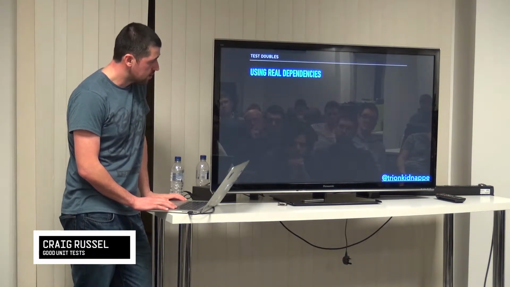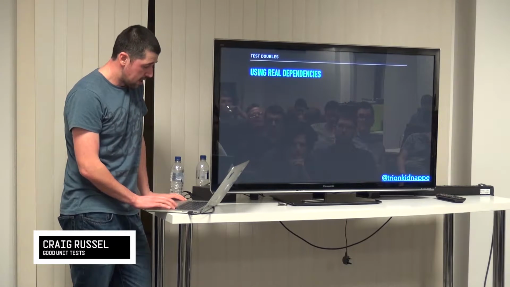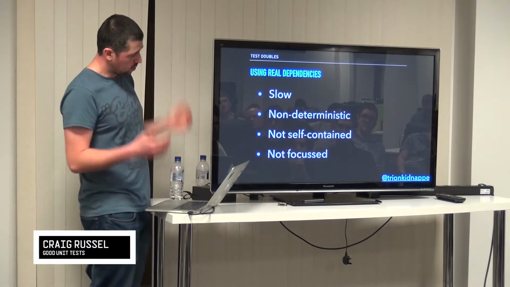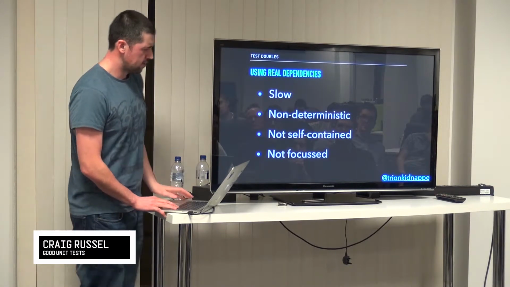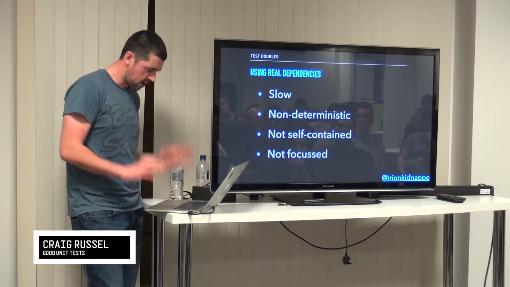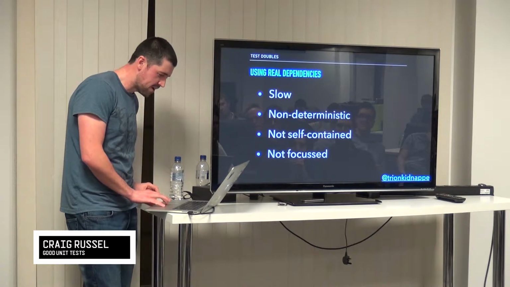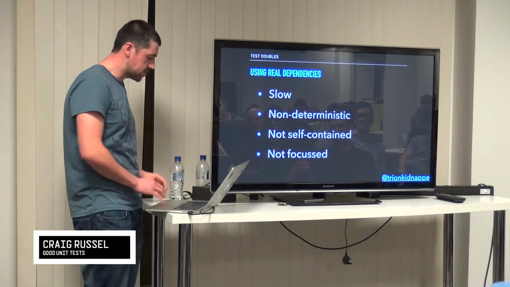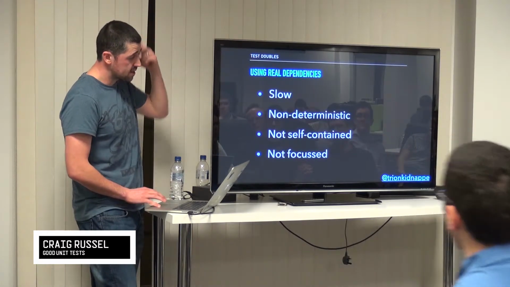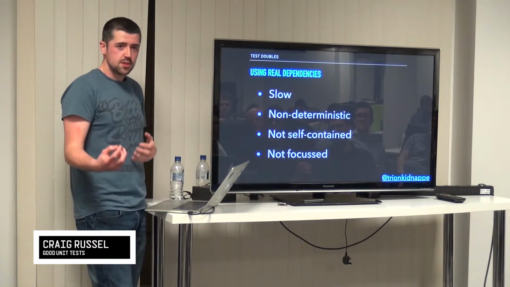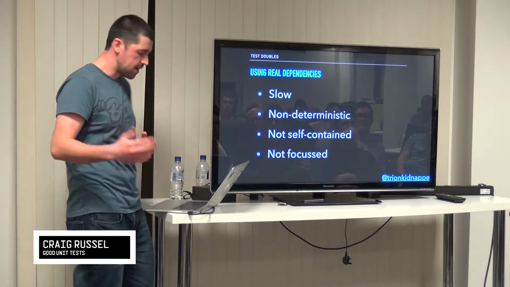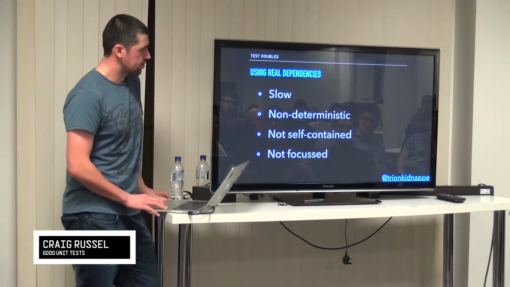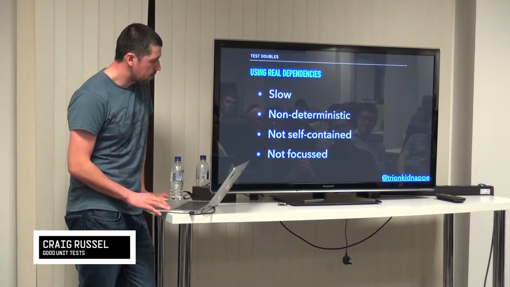So what would happen if you tried to use real dependencies? If you tried to use a real dependency, you could end up writing slow, non-deterministic, non-self-contained, unfocused tests, which conveniently violates all the characteristics that I just laid out. It could be slow because if you're hitting the database, it could be doing real file I/O operations. It could be non-deterministic because if you're hitting that, that's basically shared state. Other tests might be modifying it at the same time. Again, not self-contained, because you've got that external state, and certainly not focused.